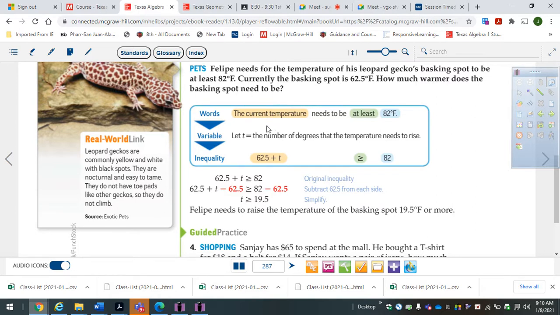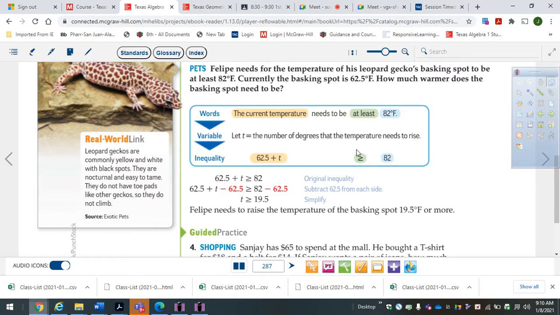So we're going to say, well, it's current temperature. It needs to be at this much. So we're going to look at this stuff here. The current temperature, we're going to go with T for temperature, right? And the temperature is 62.5. And how much more do we need to add to it? Since obviously we need to make it go up, right? So 62.5 plus the needed amount.